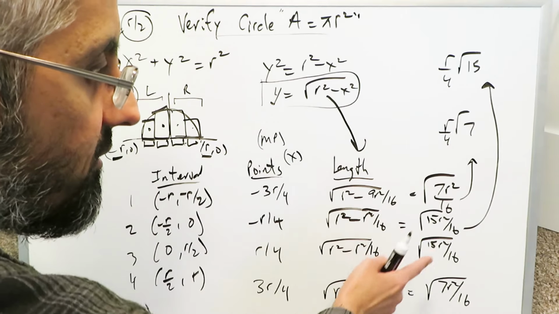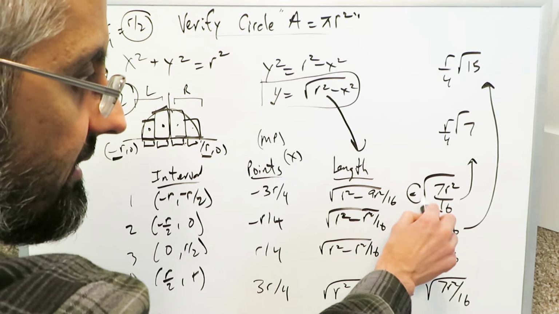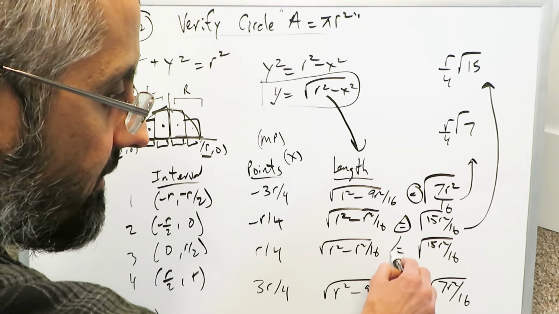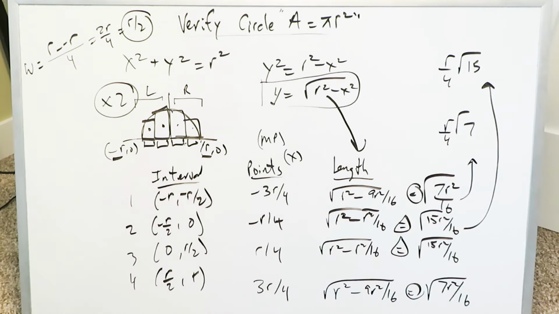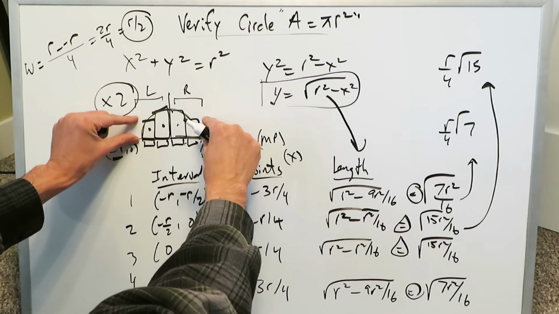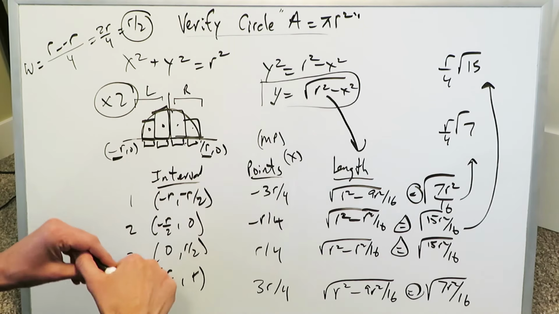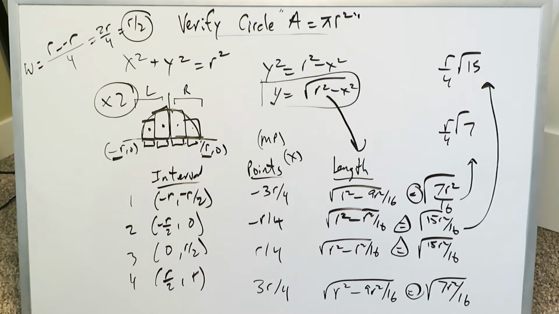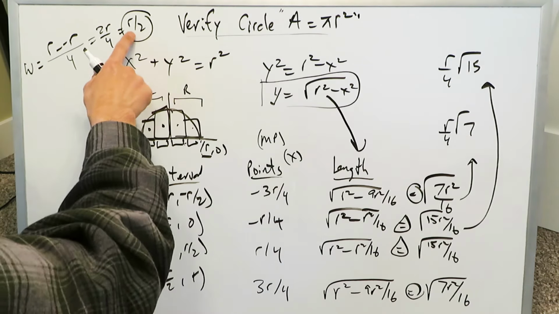You have 2 r over 4 root 7s, which are these ones right over here, and you have 2 r over 4 root 15s, which are these ones right over here. Because everything is doubled by means of that symmetry around the y-axis, even function right over here. Now you've gotten the lengths of each of these rectangles. Two of these rectangles are short, two of these rectangles are long. The short ones have this length, the long ones have that length. Add them up, multiply them by that width.